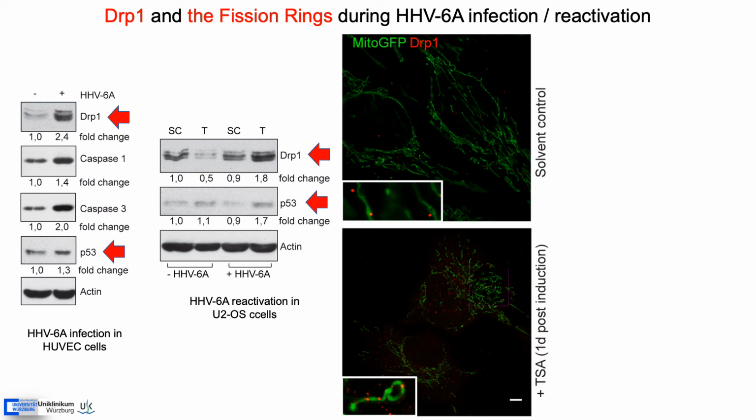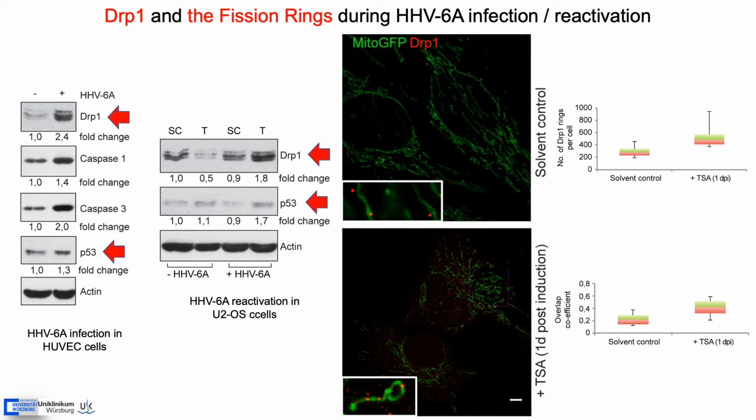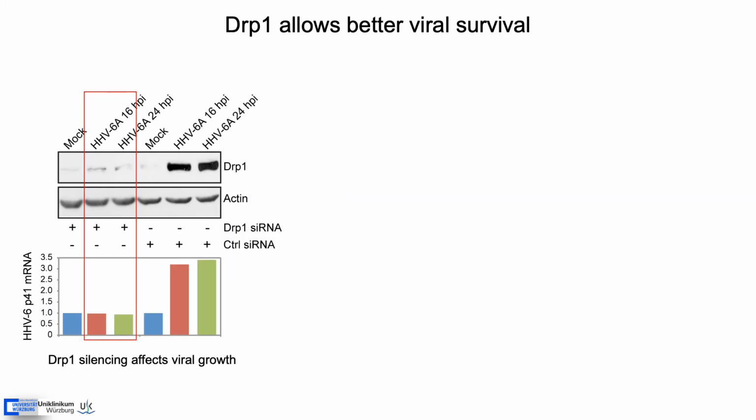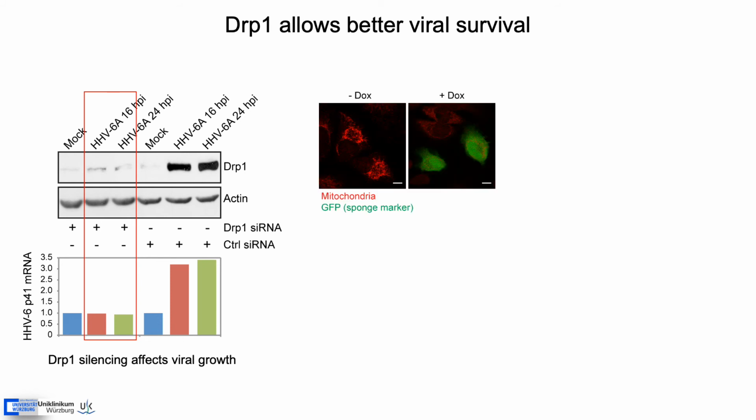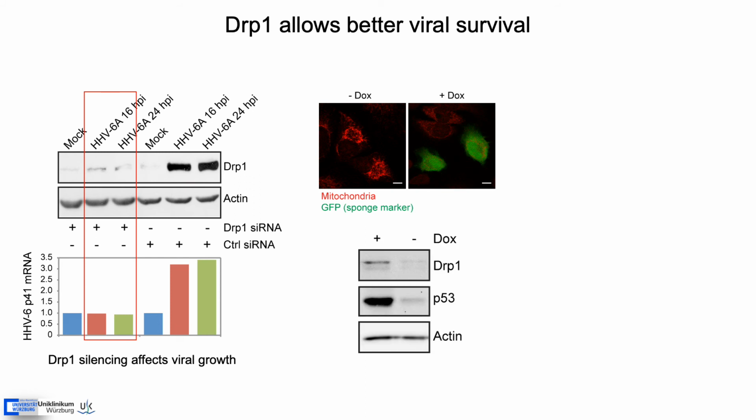We could also quantify mitochondrial fission rings in these cells using structured illumination microscopy, which showed an increased number of fission rings on mitochondria. We could also show that DRP1 is actually helpful for viral survival. If we use siRNA against DRP1 and suppress the DRP1 levels, virus reactivation remains unsuccessful. We used our miR-30c sponge cells that I mentioned before, which resulted in DRP1 upregulation.